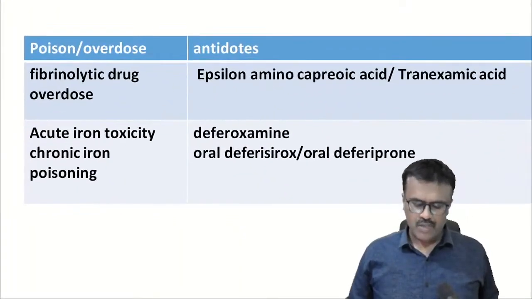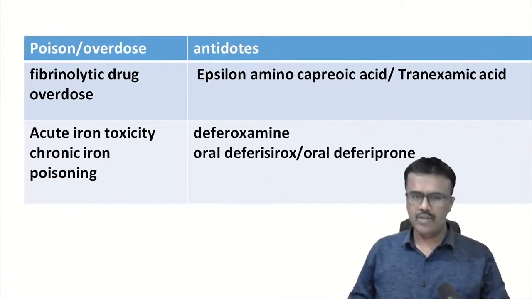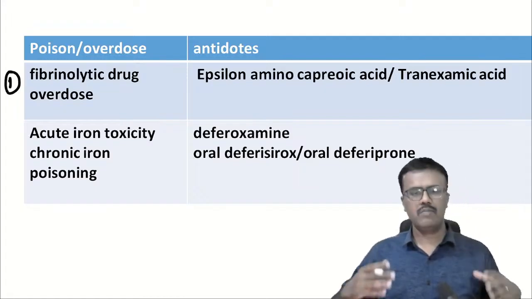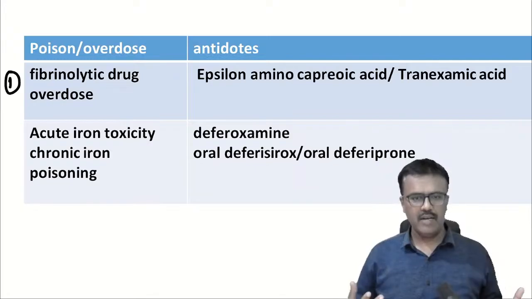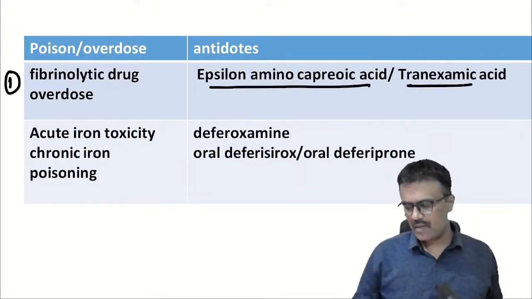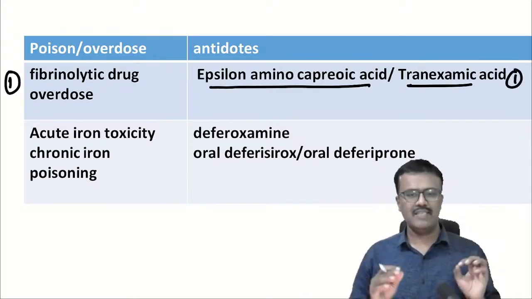Now coming to poison and overdose and the antidotes. So fibrinolytic overdose. Suppose I give streptokinase overdose, patient will be bleeding. What is the antidote? The antidote is either epsilon aminocaproic acid or tranexamic acid. This is frequently tested.